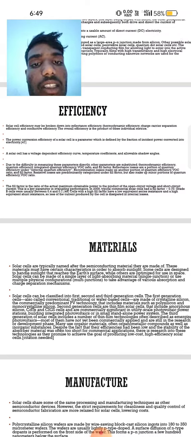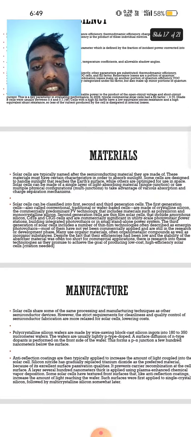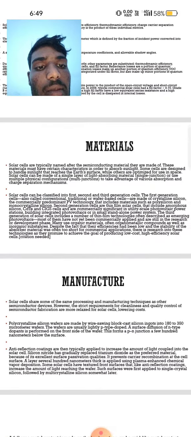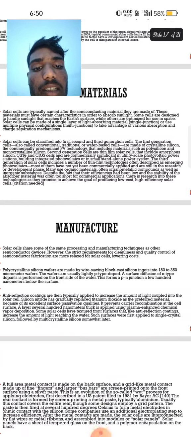The power conversion efficiency of a solar cell is a parameter which is defined by the fraction of incident power converted into electricity. A solar cell has a voltage dependent efficiency curve, temperature coefficients, and allowable shadow angles. Materials. Solar cells are typically named after the semiconducting material they are made of. These materials must have certain characteristics in order to absorb sunlight. Some cells are designed to handle sunlight that reaches the Earth's surface, while others are optimized for use in space. Solar cells can be made of a single layer of light absorbing material or use multiple physical configurations to take advantage of various absorption and charge separation mechanisms.